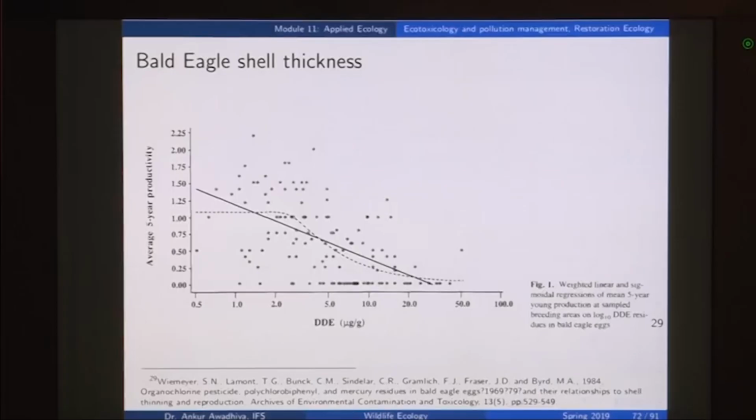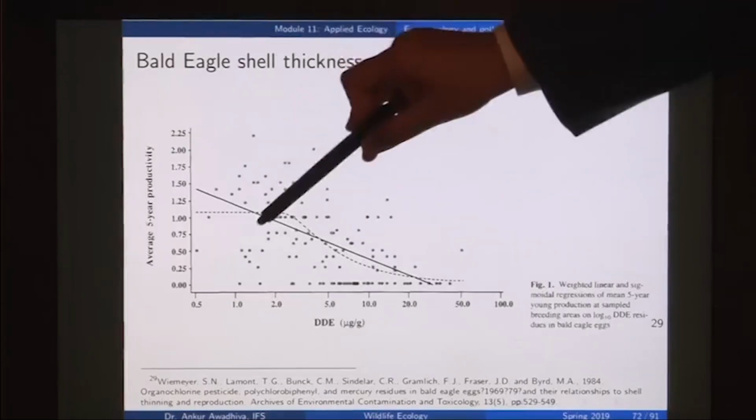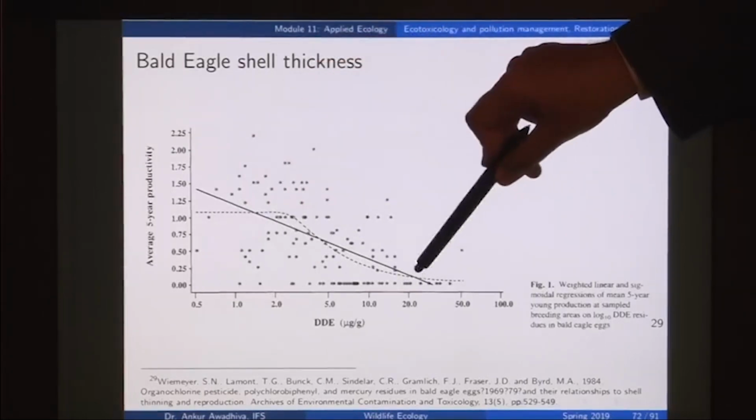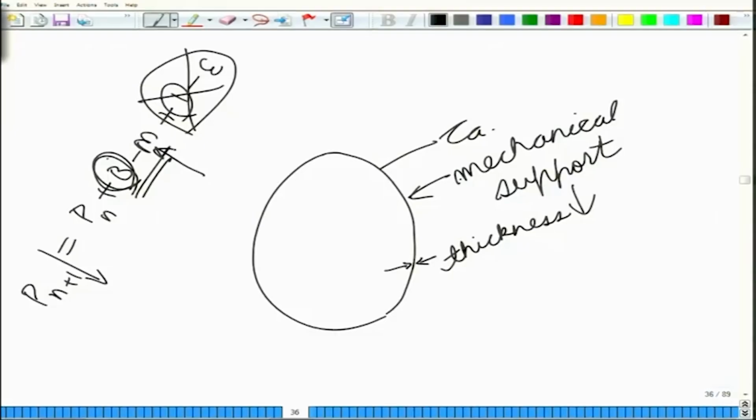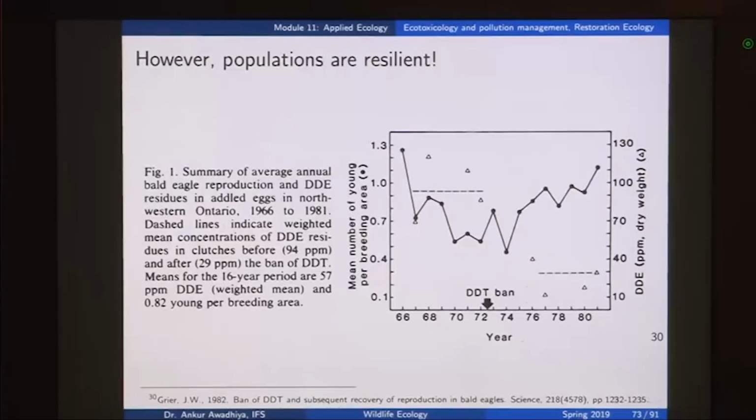So, for instance, here we have the average 5-year productivity, and it becomes very close to 0. So, there are no births, but the number of birds that are getting removed from the population because of mortality remains the same. So, even in that case you will have a decrease in the total population of the birds, because of which we actually started seeing a decline in the population.